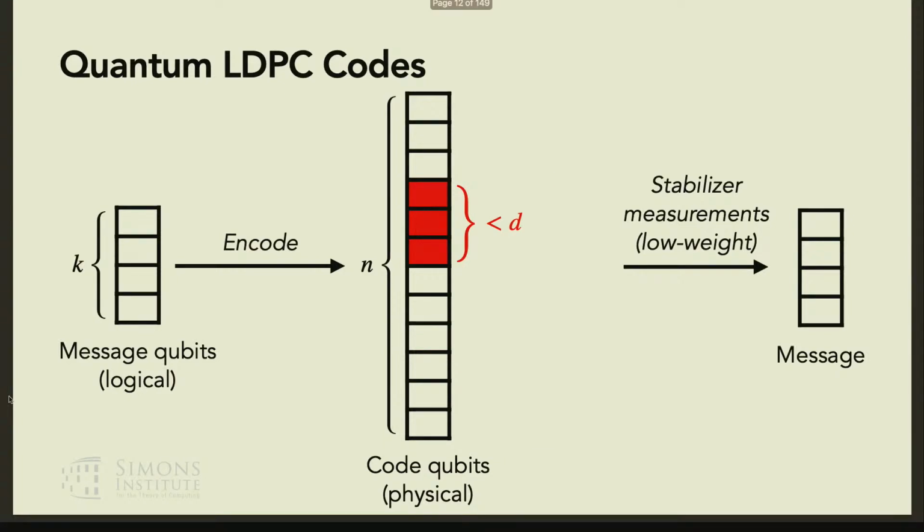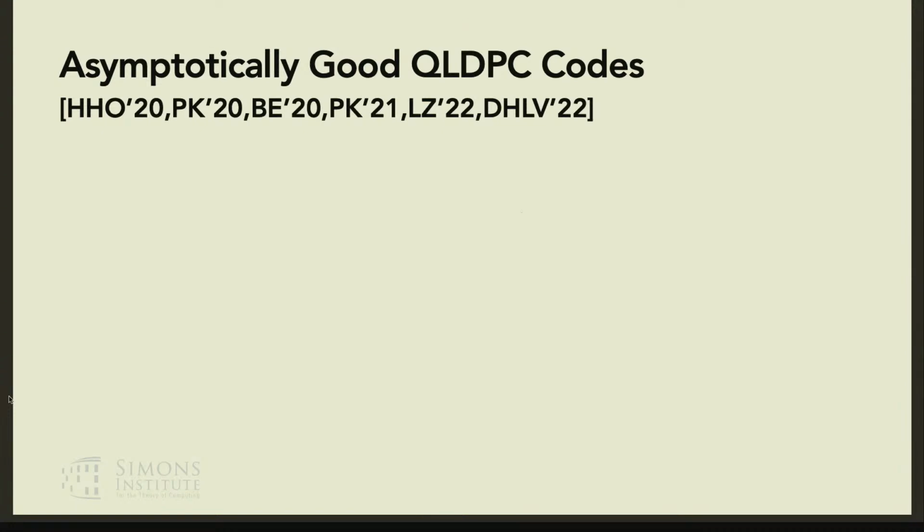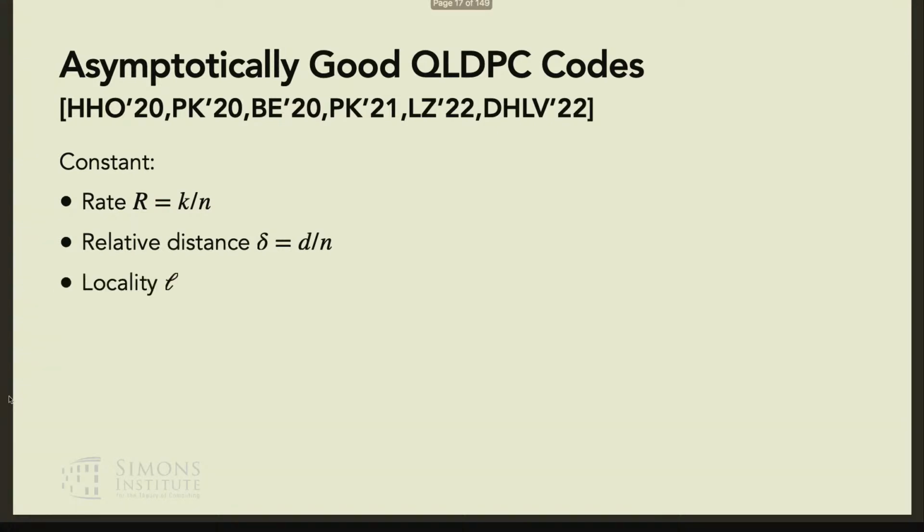And constructing these LDPC codes with low weight stabilizers was a big open question, at least in terms of getting optimal parameters, which was recently resolved by a very beautiful line of recent work. So asymptotically good quantum LDPC codes are these quantum LDPC codes that have constant rate. So the ratio of the number of physical to logical qubits is a constant. There's a constant space overhead in the encoding. Constant relative distance, so we can recover against errors acting on a constant fraction of the physical qubits. And constant locality, so all the stabilizers have constant weight.